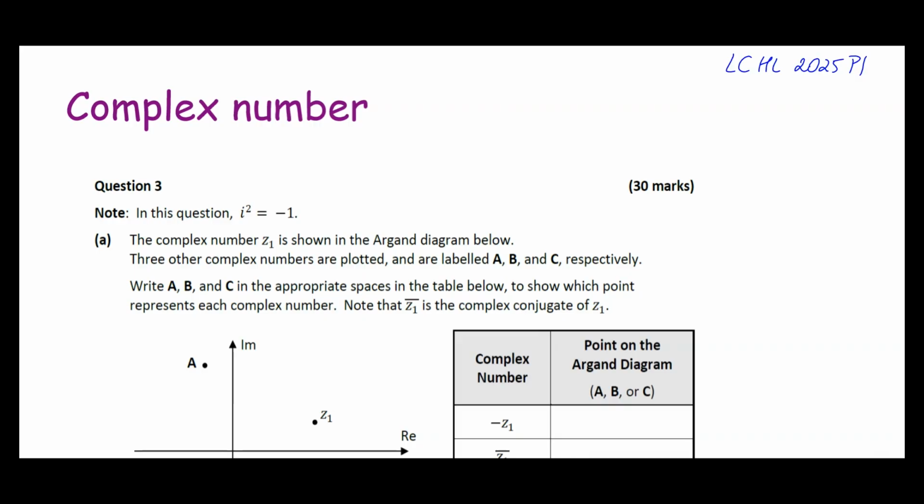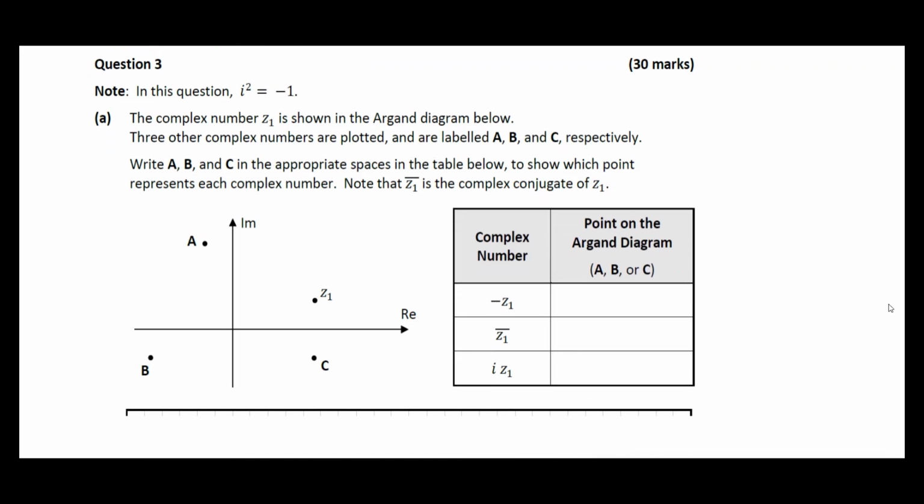The aspect of complex numbers that we are looking at in this particular question has to do with the movement on the diagram. The complex number Z1, the first one, is shown on the diagram, and we can see that 3 other complex numbers are plotted and labeled A, B, and C respectively. We have to write down A, B, and C in the appropriate space in the table below to show which point represents each complex number.